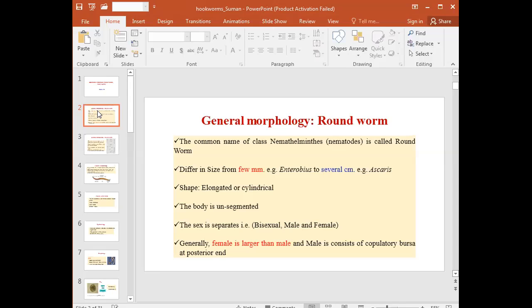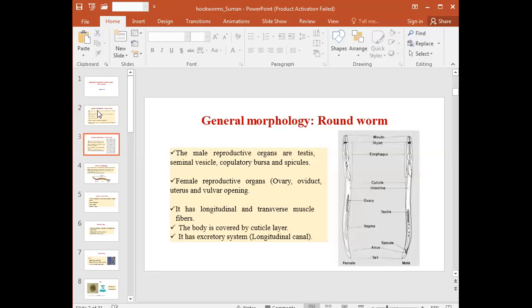So, as I said, their shape is elongated or cylindrical, and their body is unsegmented. The sexes are separate, so they are bisexual. Both males and females are seen, and generally the females are larger than the males in size, and you can identify the male because they have a copulatory bursa at the posterior end.